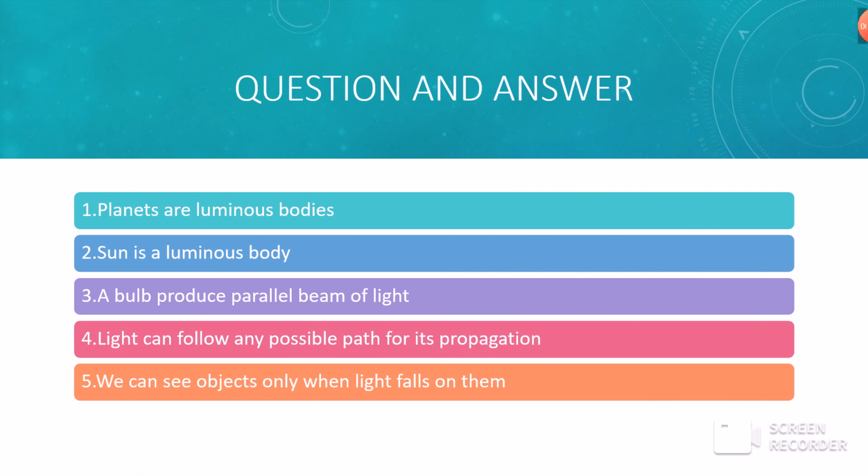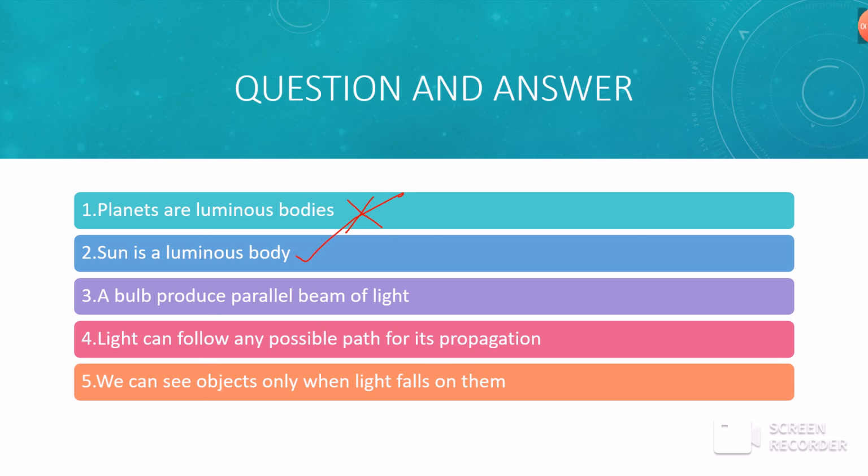Question and answer. So now we are going to answer a few questions. Planets are luminous bodies. No, they are non-luminous. They don't emit their own light. Instead, they reflect the light of the sun falling on them. So they are non-luminous bodies. Sun is a luminous body. Yes, the sun is a luminous body.